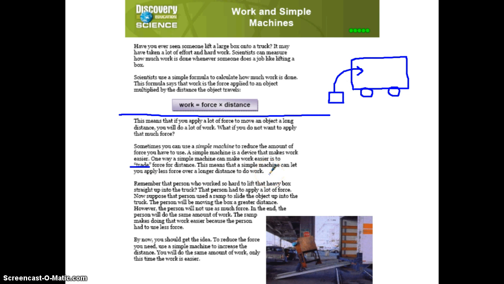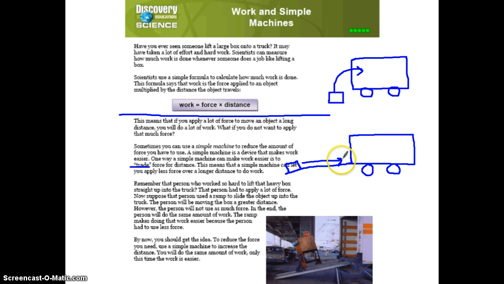So remember that person who worked hard to lift that heavy box straight up into the truck. Here we had that example, right? Now let me draw a new truck. So there's my new truck. It says that person had to apply a lot of force. Now suppose that person used a ramp to slide the object up the truck. So now I'm taking my box and I'm sliding it up the truck, and it's going this direction. The person will be moving the box a greater distance.